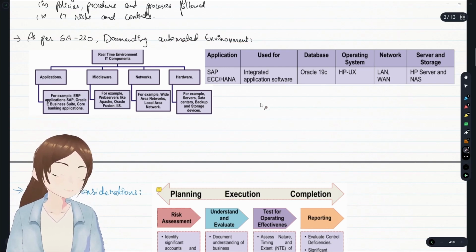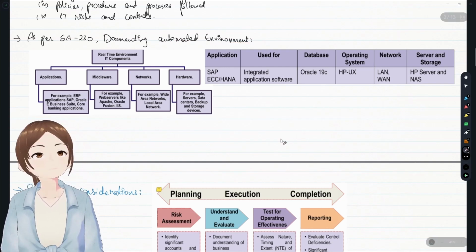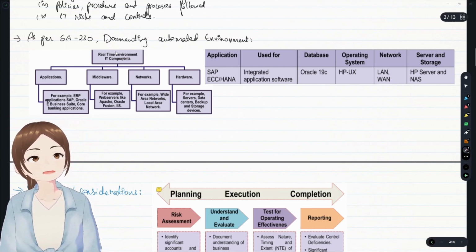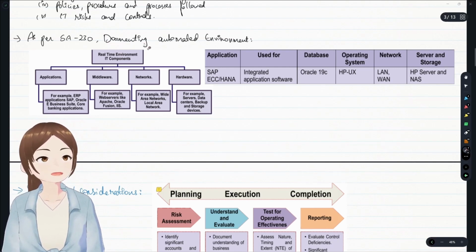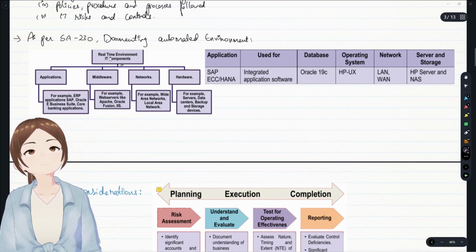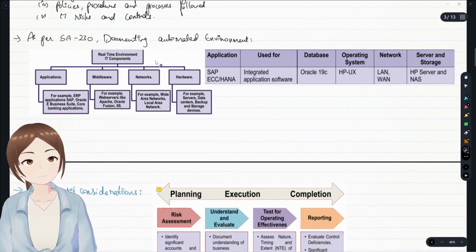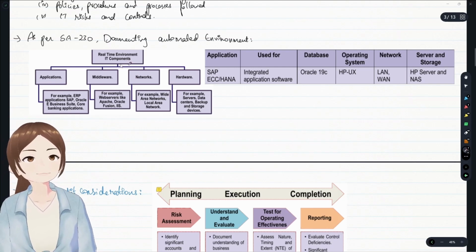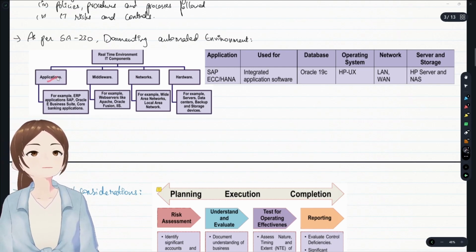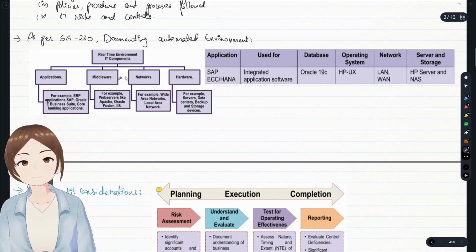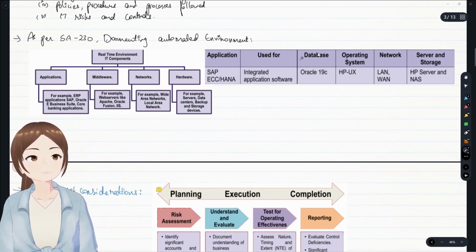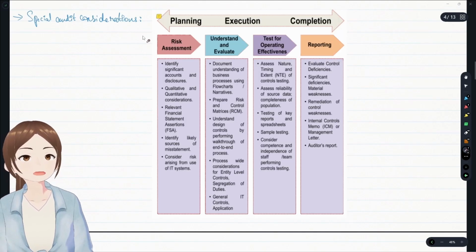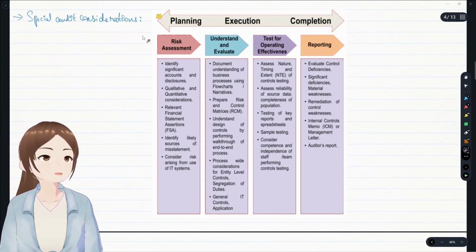How do you document? I think if you're in a Big Four articleship, I need not stress more about documenting, you all know. Like real-time environment components, IT components, what do you have to document? It's the same thing, the IT components. What are the applications that are used? What is the middleware they're using, what are the networks, and what's the hardware they have?